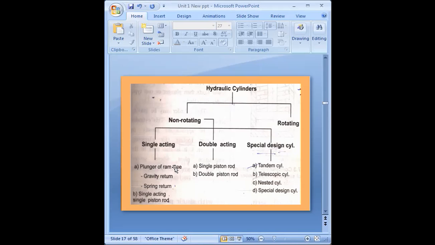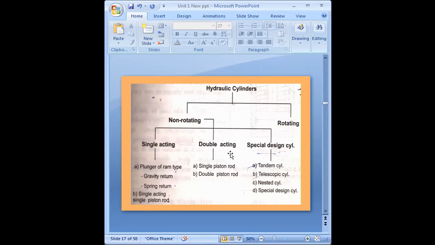The plunger or ram type is the first single acting cylinder, and the second is the single acting cylinder with piston rod, the single piston rod single acting cylinder. Then double acting hydraulic cylinders again have two subtypes. One is the single piston rod double acting cylinder, and the other is the double piston rod double acting hydraulic cylinder.